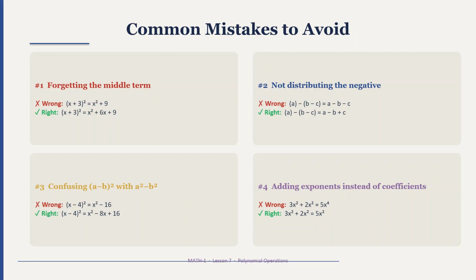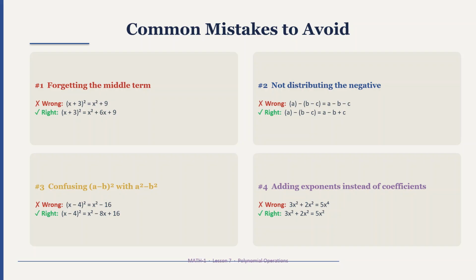Mistake 2. Squaring a binomial incorrectly. The quantity a plus b squared is not a squared plus b squared. You are missing the 2ab middle term. Always use the perfect square pattern.